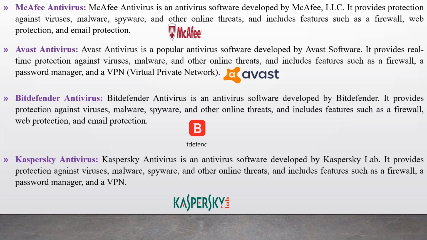The next antivirus software is the Bitdefender Antivirus. Bitdefender Antivirus is an antivirus software developed by Bitdefender. It provides protection against viruses, malware, spyware, and other online threats, and includes features such as a firewall, web protection, and email protection. The next antivirus software is the Kaspersky Antivirus. Kaspersky Antivirus is an antivirus software developed by Kaspersky Lab. It provides protection against viruses, malware, spyware, and other online threats, and includes features such as a firewall, a password manager, and a VPN.